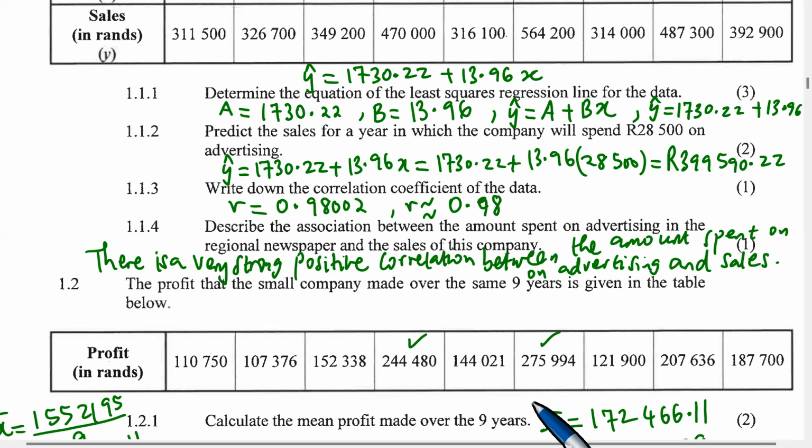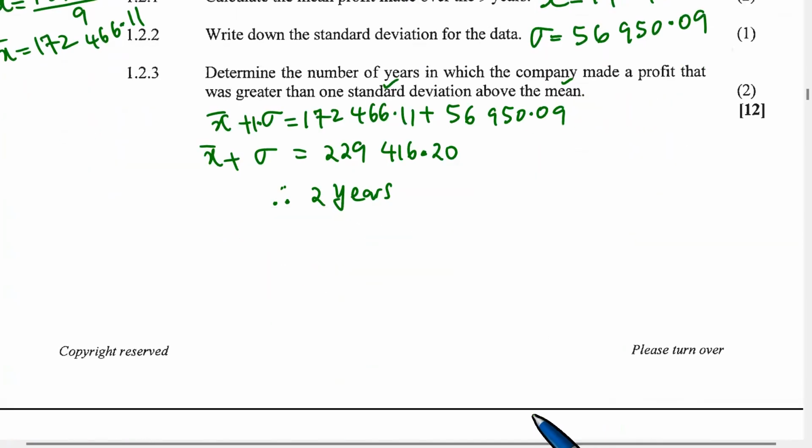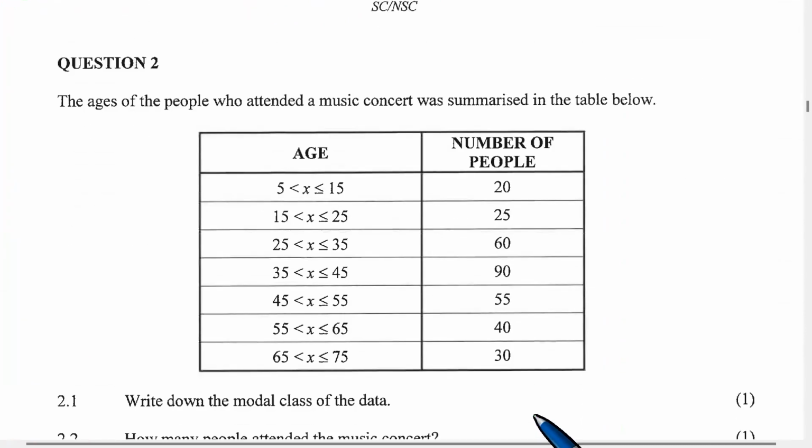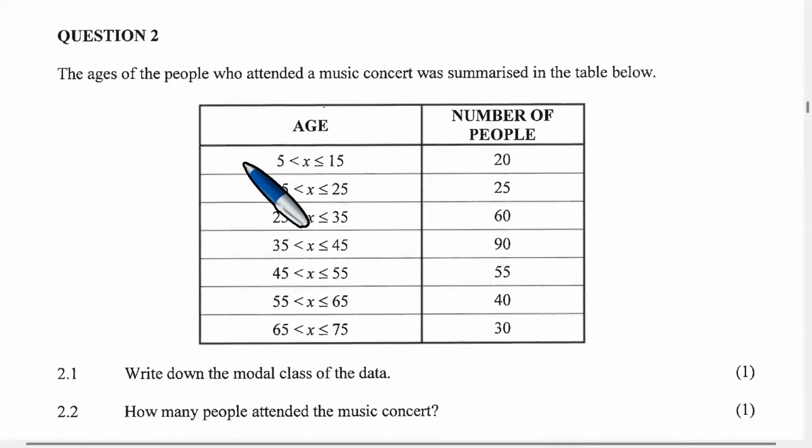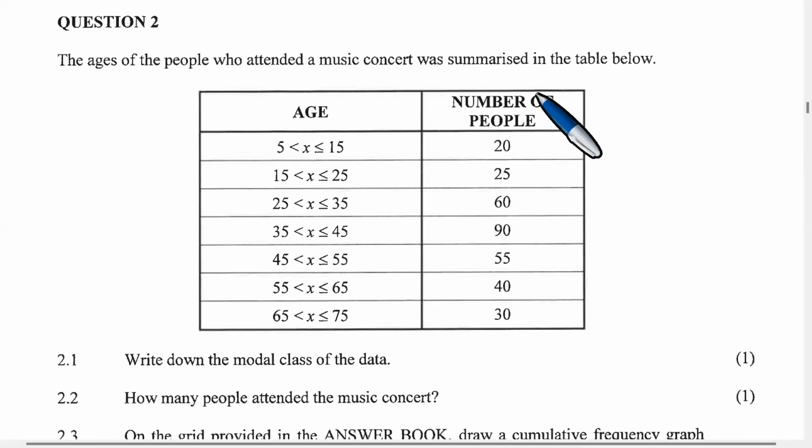We continue. Right, if you look at question 2 in the exam, more statistics. The ages of the people who attended the music concert was summarized in the table below. So in other words, there are those people who attended the music concert and their ages.